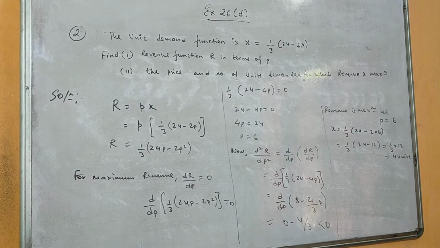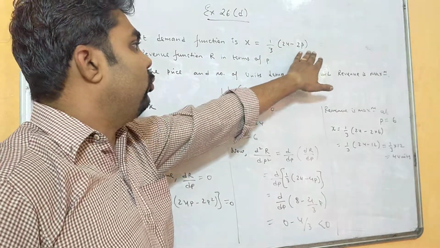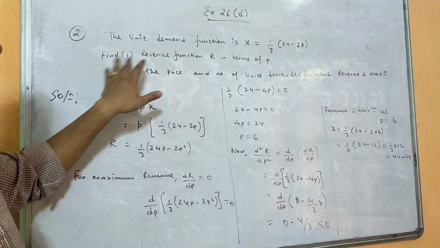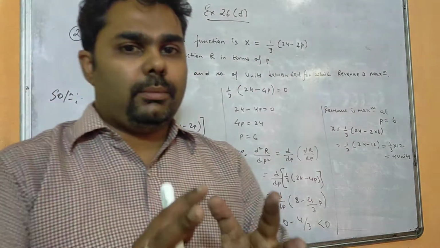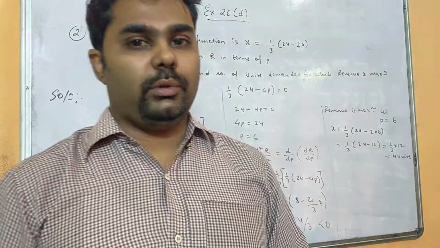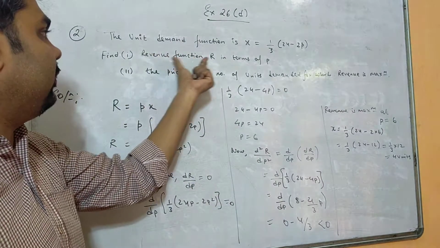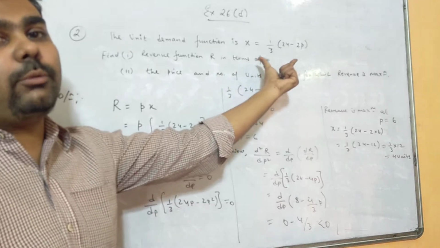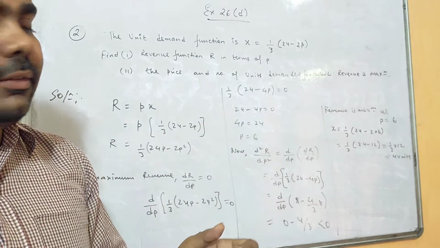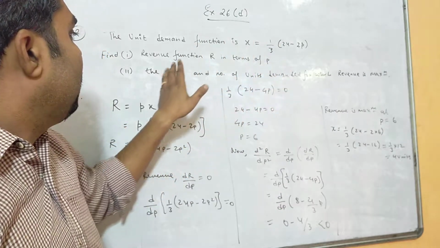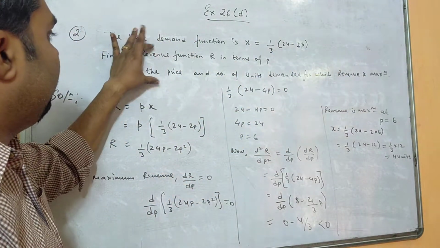Next question we have, the unit demand function is x equals 1 by 3 (24 minus 2p). Find revenue function R in terms of p, right? So in the previous question, question number 1, we differentiated with respect to x. But here the question says to find revenue function R in terms of p. That means we have to differentiate d/dp. In the previous question we did d/dx, so here we have to do d/dp. And find the price and number of units demanded for which revenue is maximum. So these two we have to find.